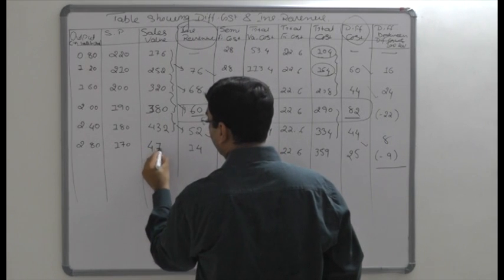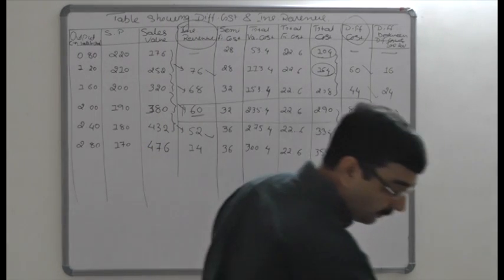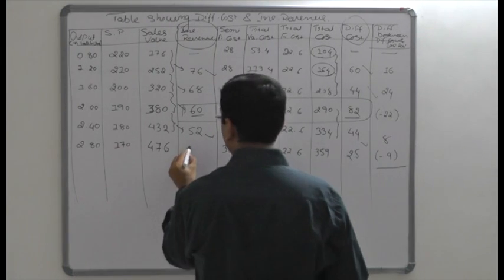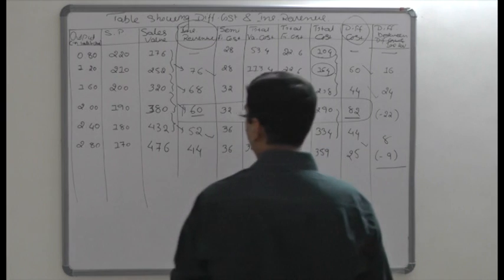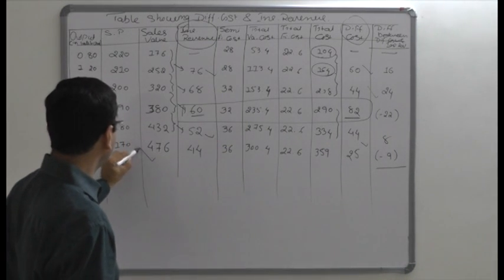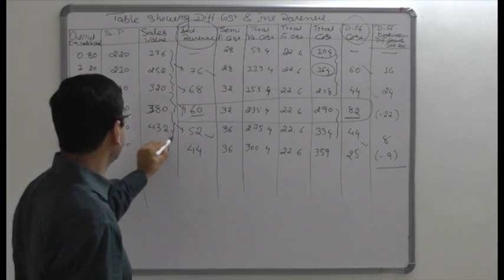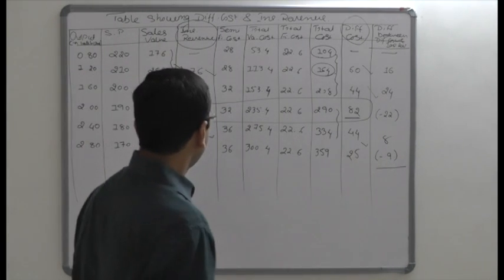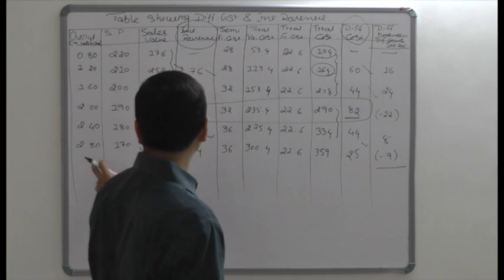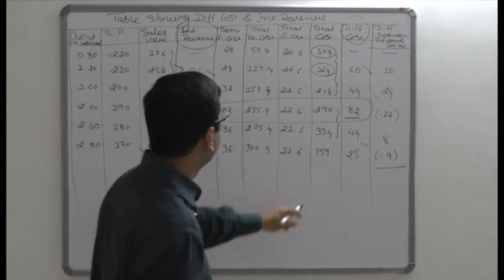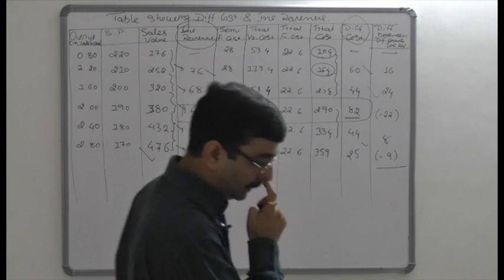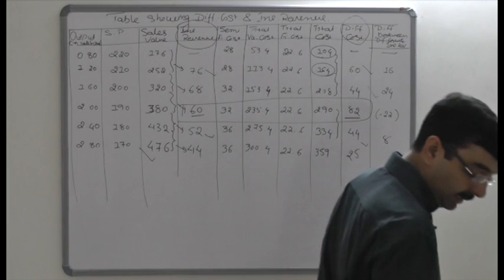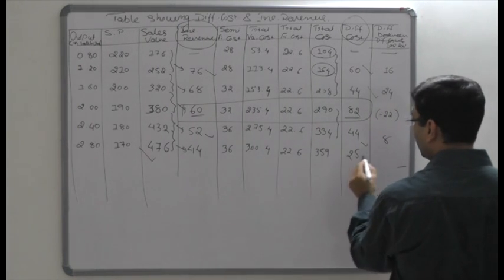This was 476, and because of the 476, your incremental revenue was 44. It is not 14. 476 was the incremental sales, and comparing these two, your incremental revenue is 44. Now compare 44, the incremental revenue at the output of 2.80, with the differential cost of 25. So the difference is positive. It is not negative, not minus, and that is 44 minus 25.